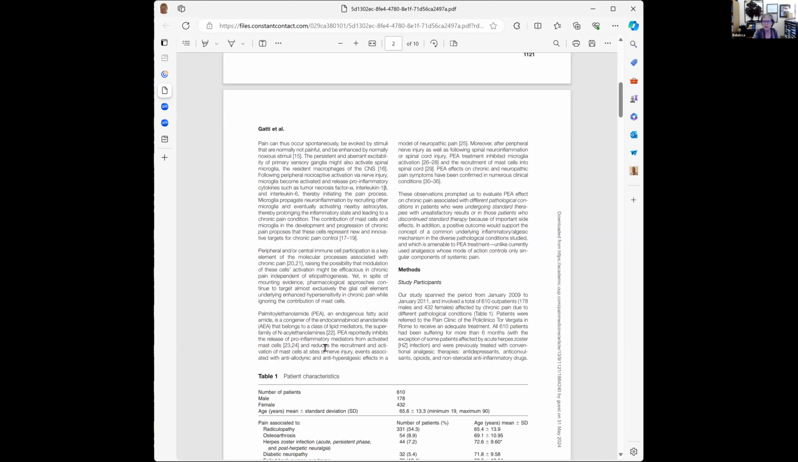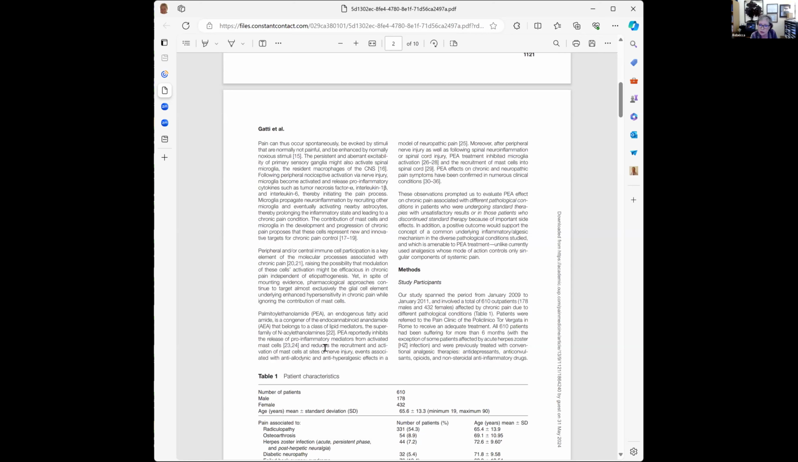These observations prompted us to evaluate PEA effect on chronic pain associated with different pathological conditions in patients who were undergoing standard therapies with unsatisfactory results, or in those patients who discontinued standard therapy because of important side effects. In addition, a positive outcome would support the concept of a common underlying. This is cool. A common root, right? We're getting to the root. A common underlying inflammatory algesic mechanism in the diverse pathological conditions studied and which is amenable to PEA treatment.